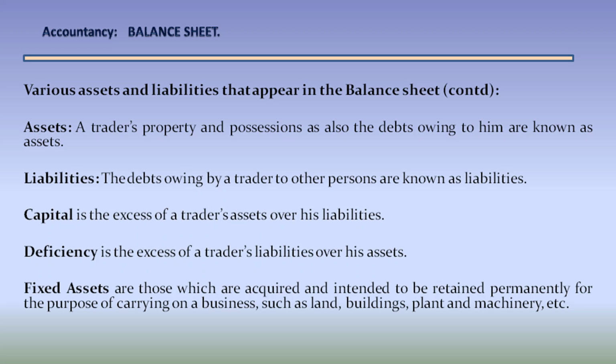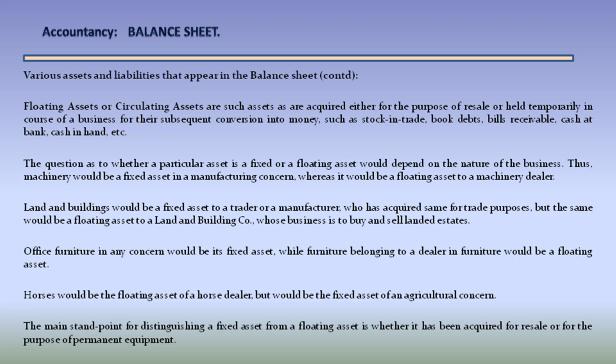Fixed assets are those assets which are acquired and intended to be retained permanently for the purpose of carrying on business, such as land, buildings, plant and machinery, etc. Floating assets or circulating assets are such assets as are acquired either for the purpose of resale or held temporarily in the course of business for their subsequent conversion into money, such as stock in trade, book debts, bills receivable, cash at bank, cash in hand, etc.